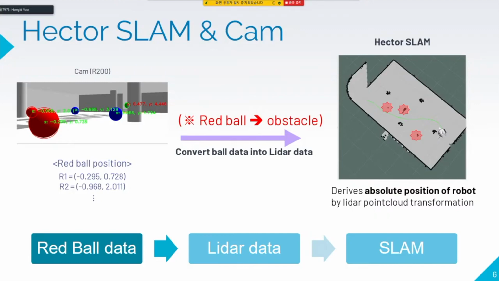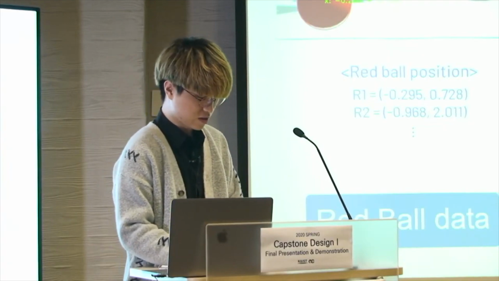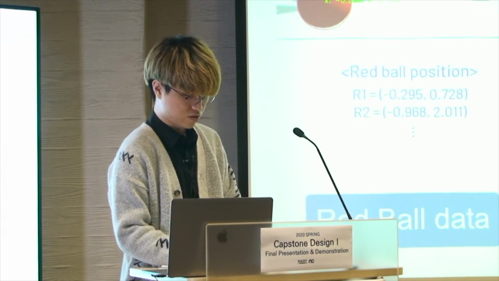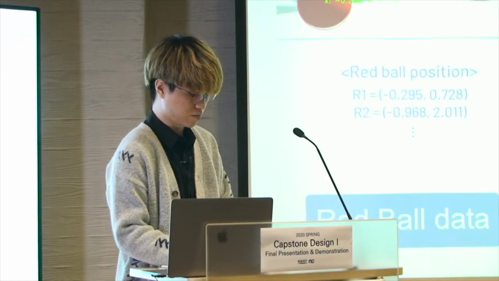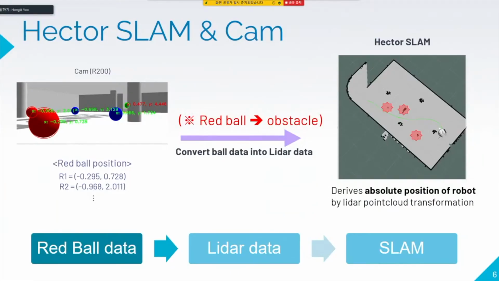But we had a problem that the red ball is not recognized as an obstacle. So we converted our camera data of the red ball and added it into the SLAM algorithm to make our car recognize the red ball as an obstacle, which is shown in the right image as red dots.